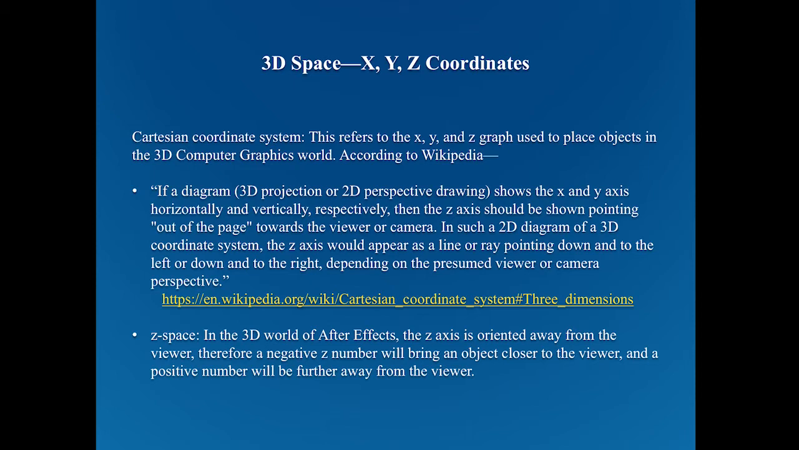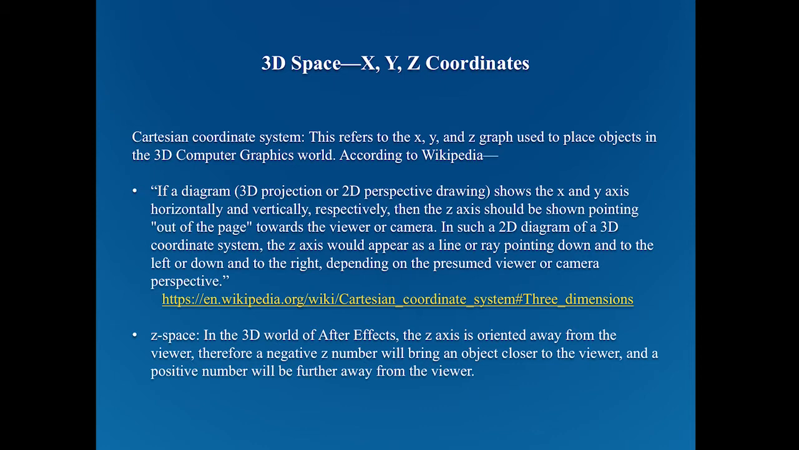If a diagram, a 3D projection, or 2D perspective drawing shows the X and Y axis horizontally and vertically, respectively, so X horizontal, Y vertical, then the Z-axis would be shown pointing out of the page toward the viewer or camera. In such a 2D diagram of a 3D coordinate system, the X-axis would appear as a line or ray pointing down and to the left or down and to the right, depending on the presumed viewer or camera perspective. In other words, it depends on whether you're to the left or the right of where it begins, whether it's going to point left or right.